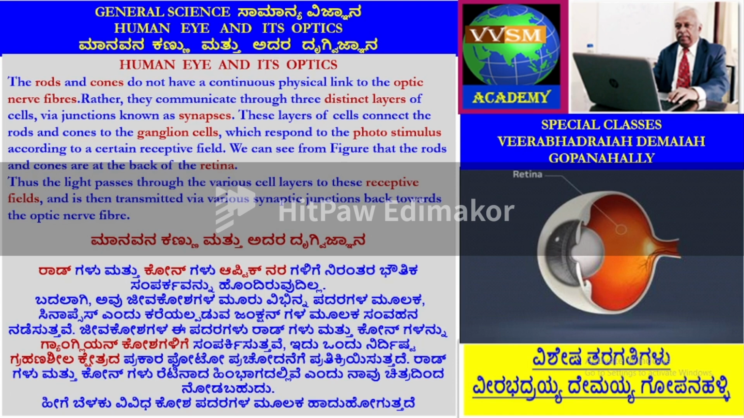The rods and cones do not have a continuous physical link to the optic nerve fibers which are present in the human eye. Rather, they communicate through distinct layers of cells via junctions known as synapses. These layers of cells connect the rods and cones to the ganglion cells, which respond to the photostimulus according to certain receptive fields. We can see from the figure that the rods and cones are at the back of the retina. Thus, the light passes through the various cell layers to these receptive fields and is then transmitted via various synaptic junctions back towards the optic nerve fiber.